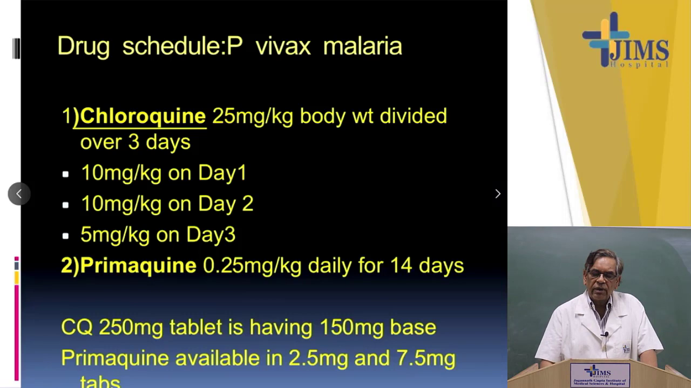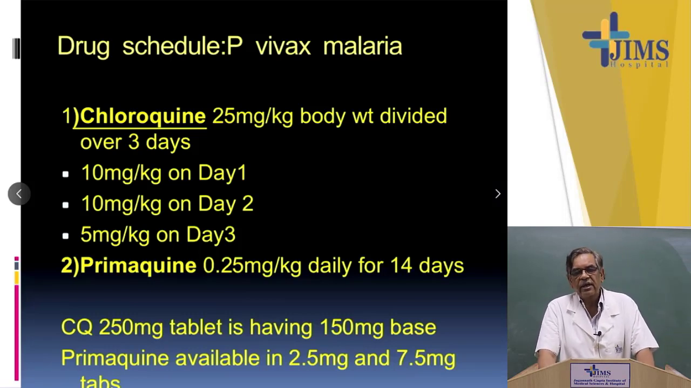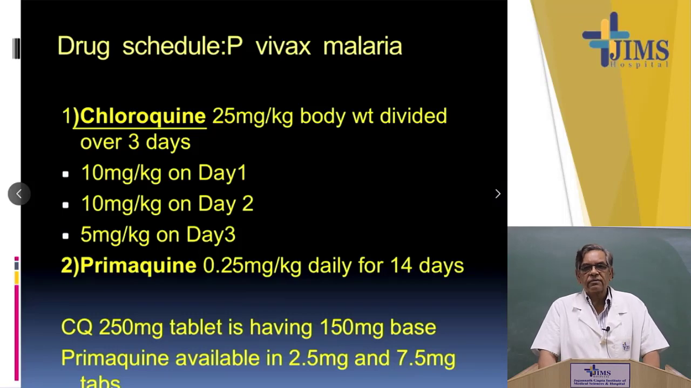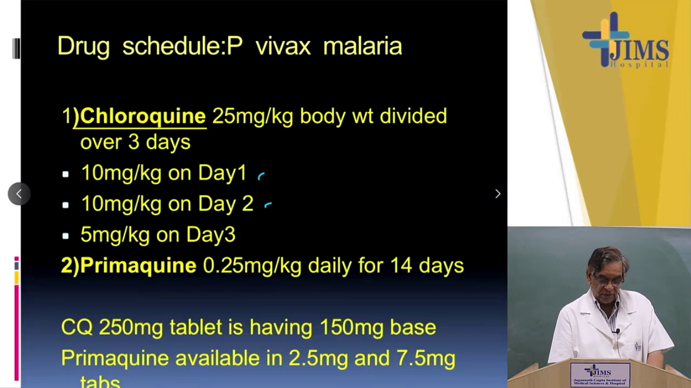So day 1, day 2, day 3 we give chloroquine, 10 mg per kg body weight day 1, 10 mg per kg body weight day 2, 5 mg per kg body weight day 3. And day 1 to day 14 we give primaquine. This is, mind you, an adult dose. And what is the dosage of primaquine we are giving? We are giving it at 0.25 milligram per kg body weight for 14 days. So basically, as we said earlier, 10 mg per kg day 1, 10 mg per kg day 2, 5 mg per kg body weight day 3.